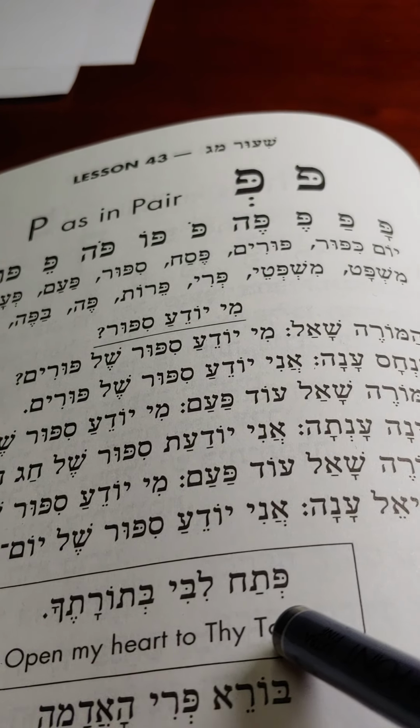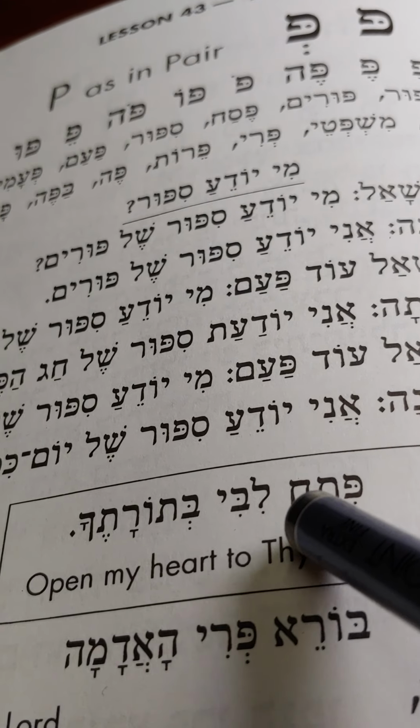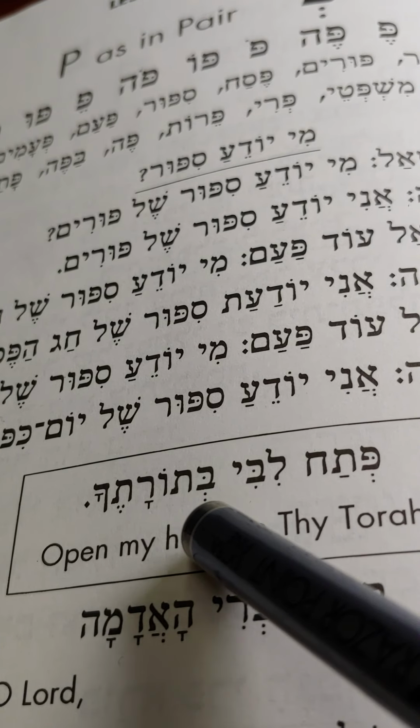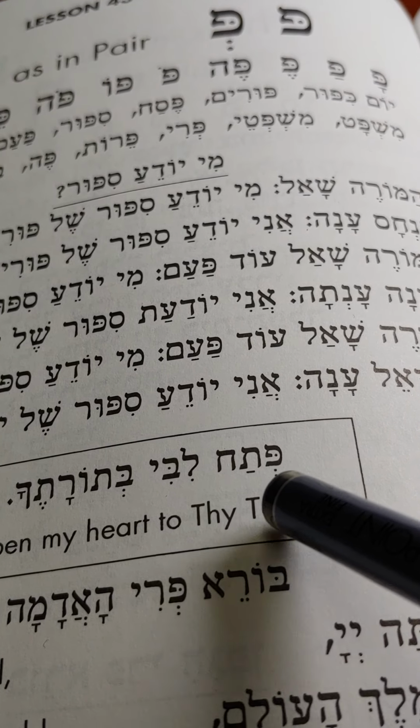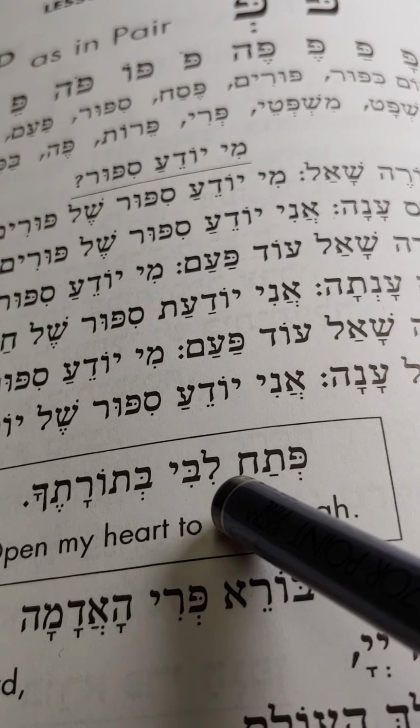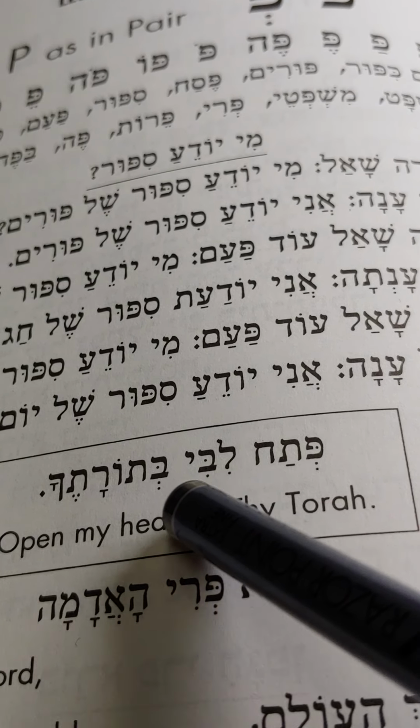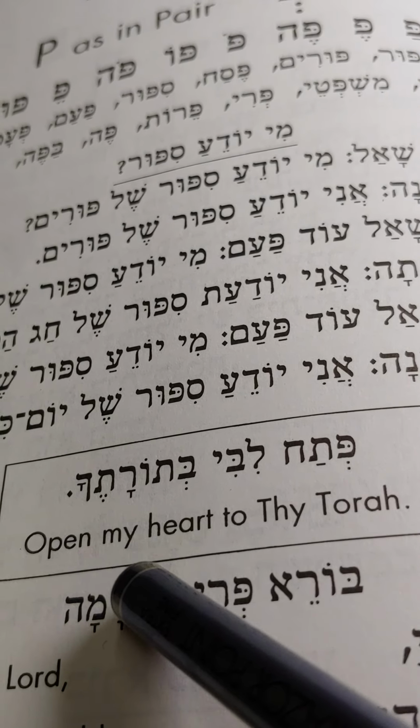Let's look in the box. Petach libi betoratecha. Open my heart to your Torah. Petach, open. Libi, my heart. Lev is heart. Libi, my heart. Betoratecha, in your Torah.